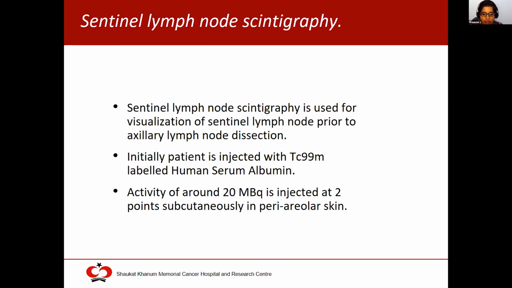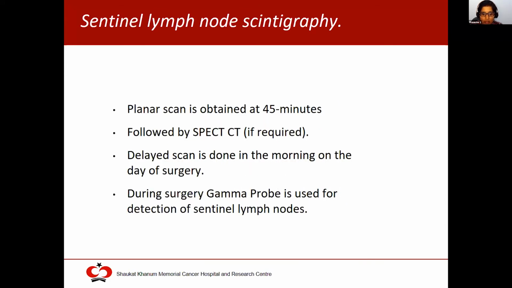For this purpose, in the nuclear medicine department, we use a radiopharmaceutical, which is technetium 99m labeled human serum albumin. This is injected subcutaneously into the patient's periareolar skin, with an activity of around 220 MBq injected at 2 points preoperatively. After injecting, the patient is imaged by a gamma camera 40 to 60 minutes afterwards to determine whether the radiotracer has traveled to the sentinel node, and have we been successful in localizing the sentinel node.